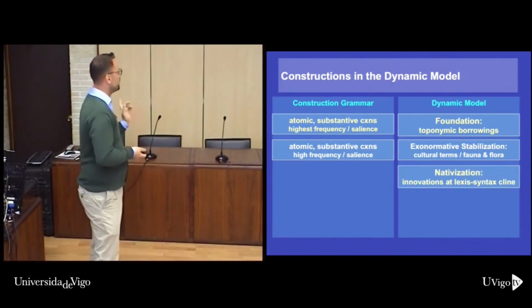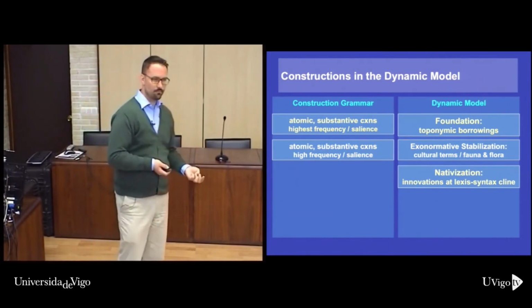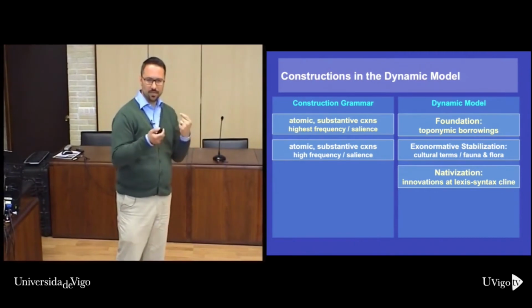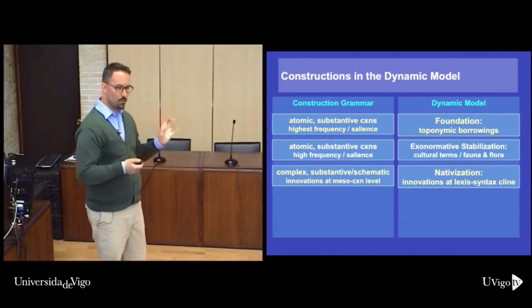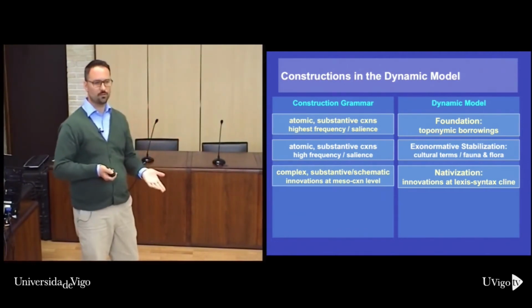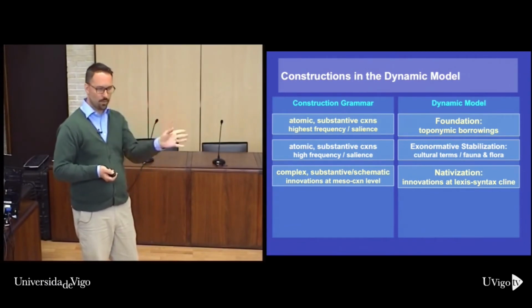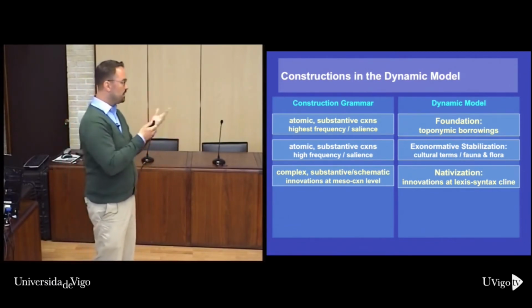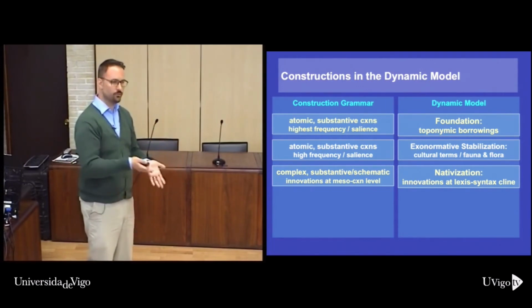This is nativization, and that's where Edgar says innovations at the lexis-syntax interface. Okay? And this is what I said, this got me interested in the dynamic model. So this is something that is complex, and it's substantive and partly schematic innovations at the mesoconstructional level. Okay? This intermediate level. They don't come up from the word go with a completely new passive rule, or with a completely new rule for complementation of all verbs.